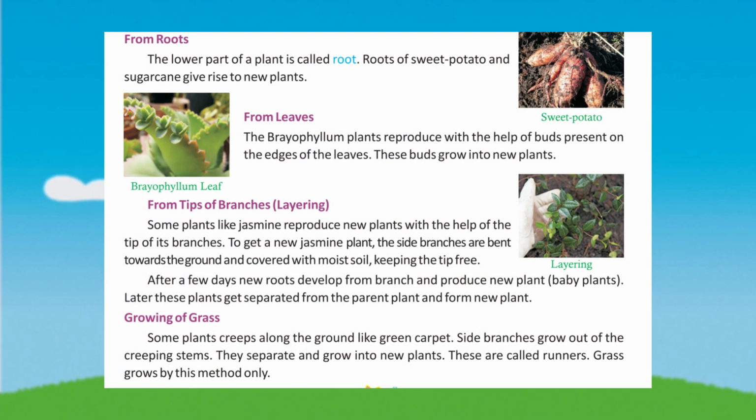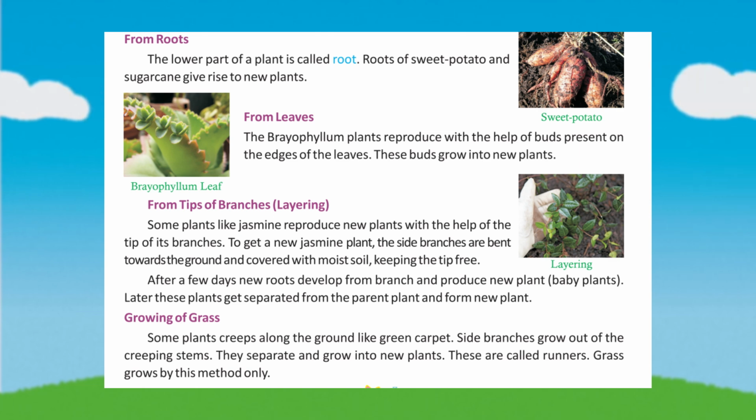From roots. The lower part of a plant is called root. Roots of sweet potato and sugarcane give rise to new plants. From leaves. The bryophyllum plants reproduce with the help of buds present on the edges of the leaves. These buds grow into new plants.